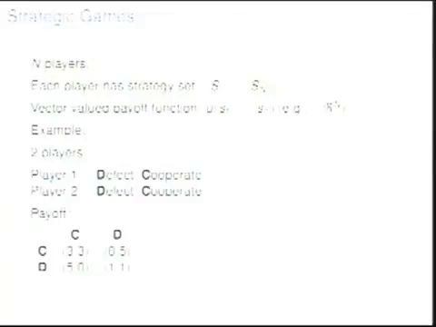Okay, does that make sense? So what do you think they'll both do? What should they do? What will they do? Yeah. Why will they defect?